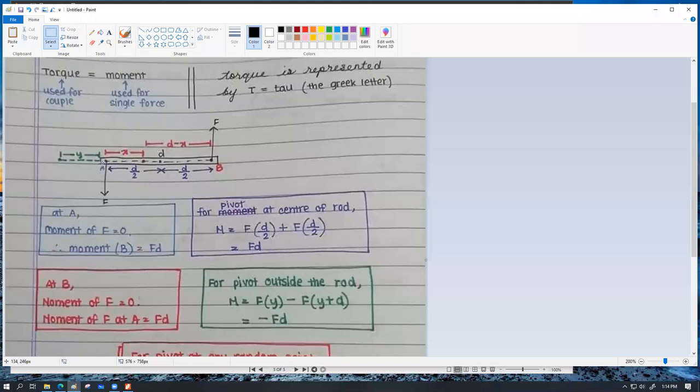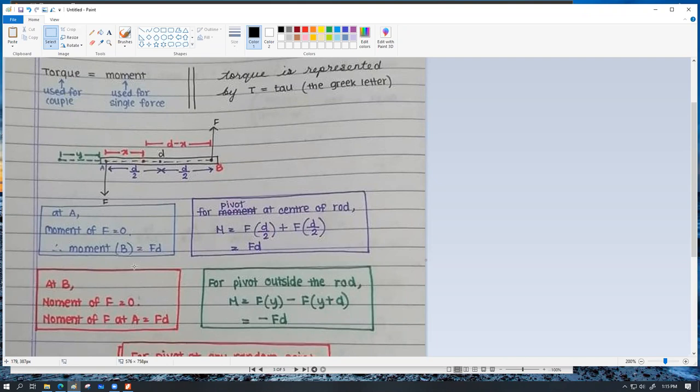Now, there's a catch that you might wonder about: we have two forces working, so why should the torque of the couple be expressed by F times D? The reason is the way we have defined the idea of moment: the moment of a force is the product of the force and the perpendicular distance of the force from the pivot point. Whenever we multiply these two quantities, we get the moment.